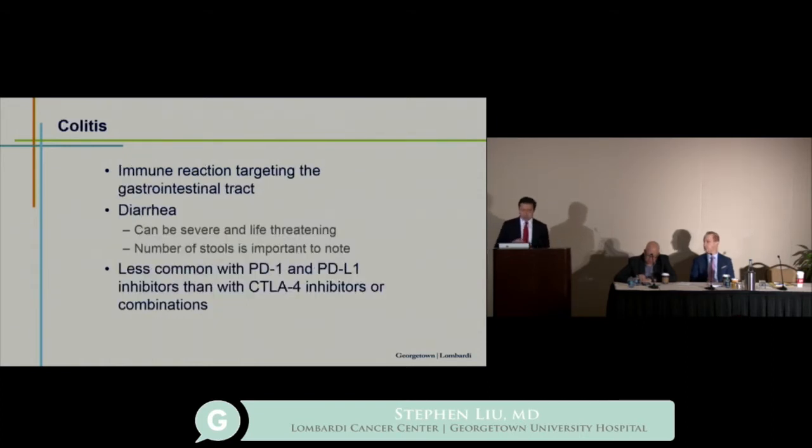Colitis is an immune reaction that's targeting the gastrointestinal tract, usually manifests as diarrhea or blood in the stools, and this also can be severe and life-threatening. When we talk about colitis, it's important to note the number of stools. That's something we'll want to hear from patients. It is a little less common with the PD-1 and PD-L1 inhibitors than with the CTLA-4 inhibitors or with combinations.